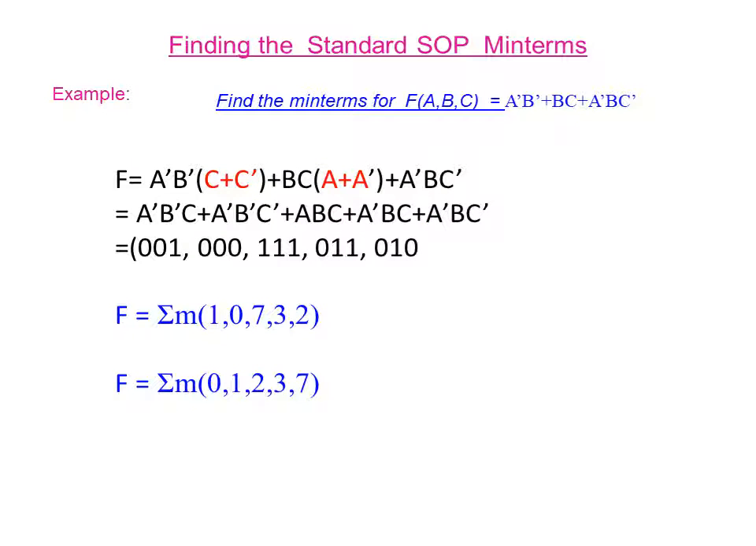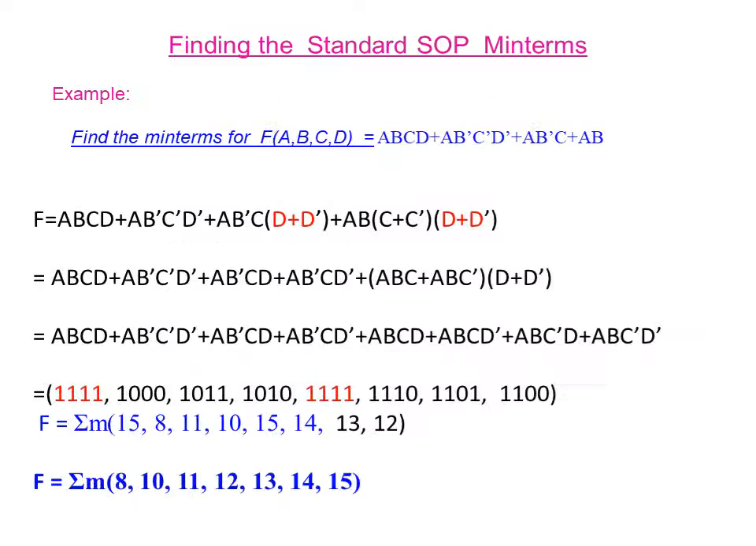In this example, minterms 1 and 2 have missing variables. In minterm 1, the missing variable is C, and in minterm 2, the missing variable is A. So we multiply with the missing variables, then write the equivalent binaries, then from binary to decimal we have written. So this is the answer.